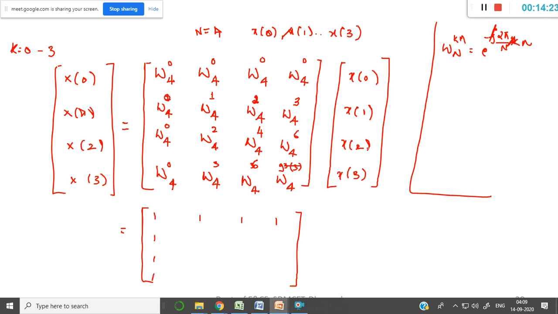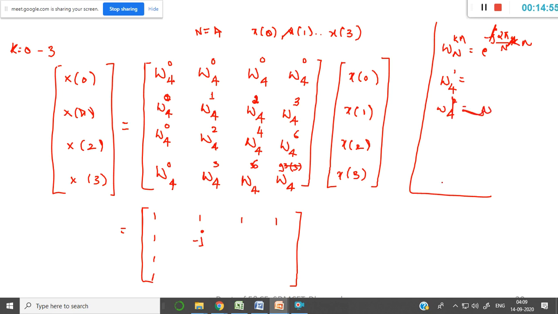Okay. Now what is W4 to the power of 1? Yesterday, in the last class, we discussed this. Can you remember? It is minus j. Yes, very good. It is minus j. What is W4 to the power of 2 here?